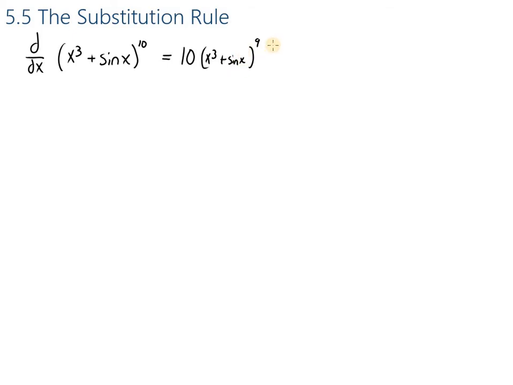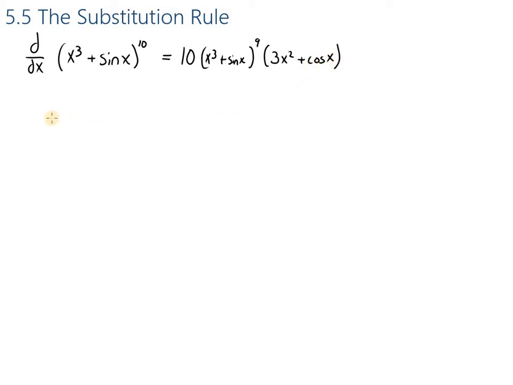And then the rest of chain rule says, because it's not just plain old x to the 10th, we also need to look at how quickly the stuff is changing. So we multiply by the derivative of the inside, so that becomes 3x squared plus cosine x. And we're done.